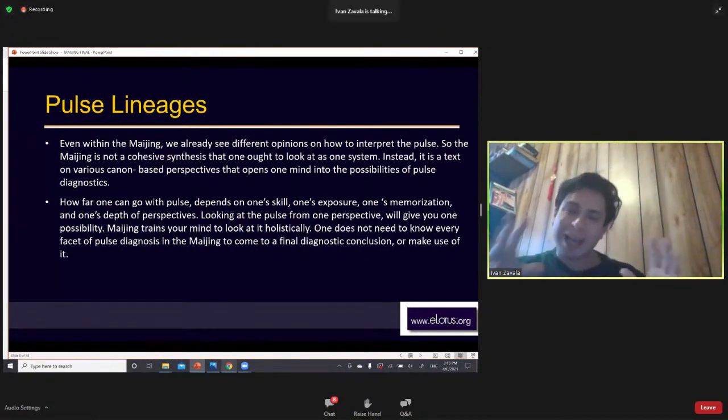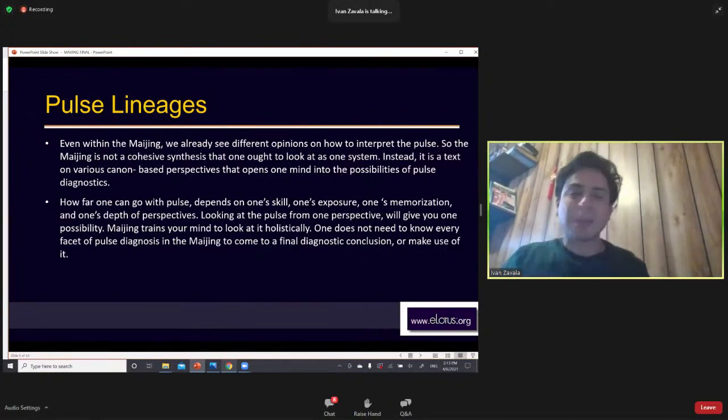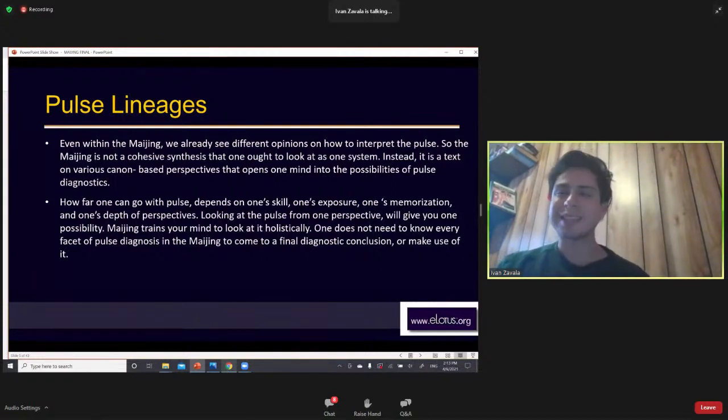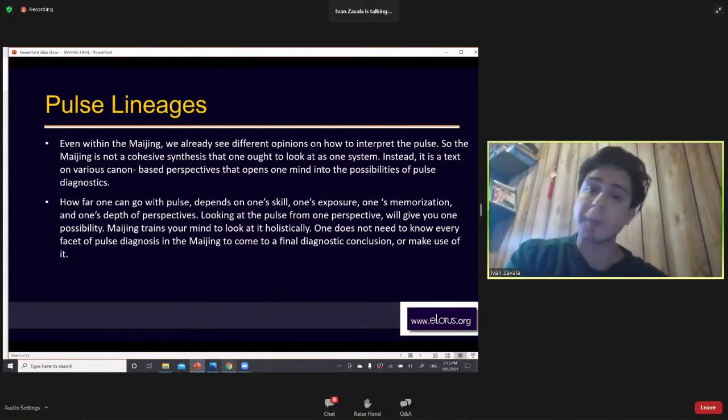Now, I do want to say, one does not need to know every facet of post-diagnosis in the Maijing to come to a final diagnostic conclusion or make use of it. So just because the Maijing has different systems doesn't mean you need to know the whole Maijing in order to find value in it. The whole purpose of the Maijing is to expand your mind, not necessarily to 100% memorize everything. While there are certain aspects you need to memorize, like what is the definition of a pose, the interpretation of a pose is always going to be dependent on the context of how you're looking at it.